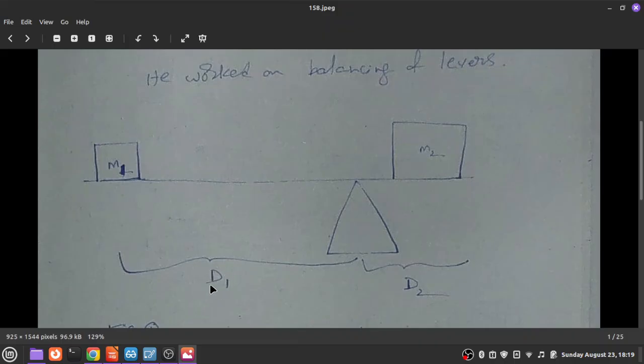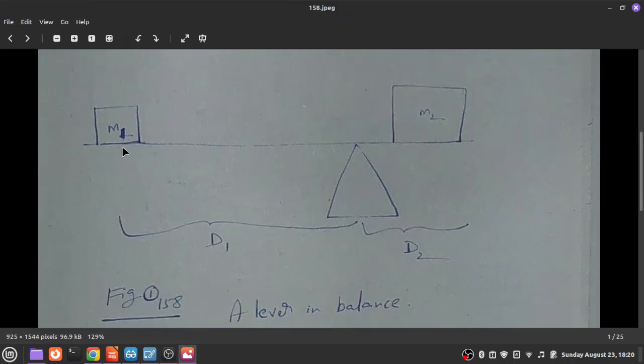The distance is measured to be d1 meters and d2 meters, where d2 is the distance from the fulcrum support to m2, and d1 is the distance from the support point to m1. In other words, a smaller mass will balance a larger mass provided it is placed far away from the supporting point. That is the principle discovered by Archimedes. A smaller mass is as effective as a larger mass if it is placed at a far distance from the support.